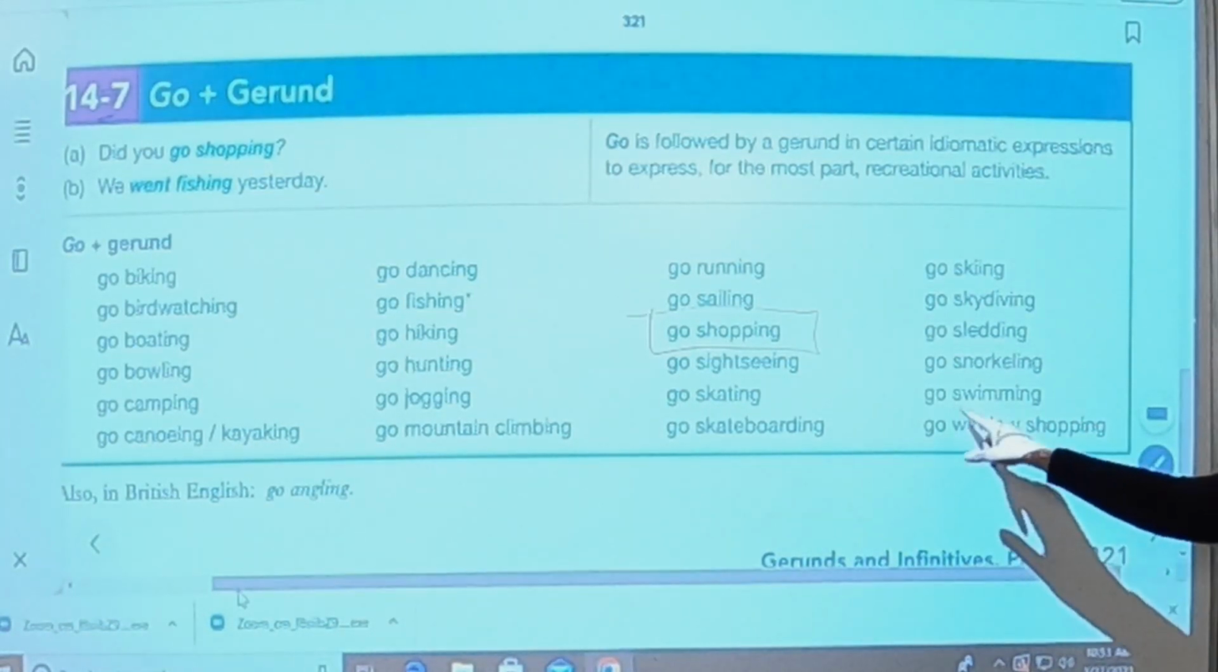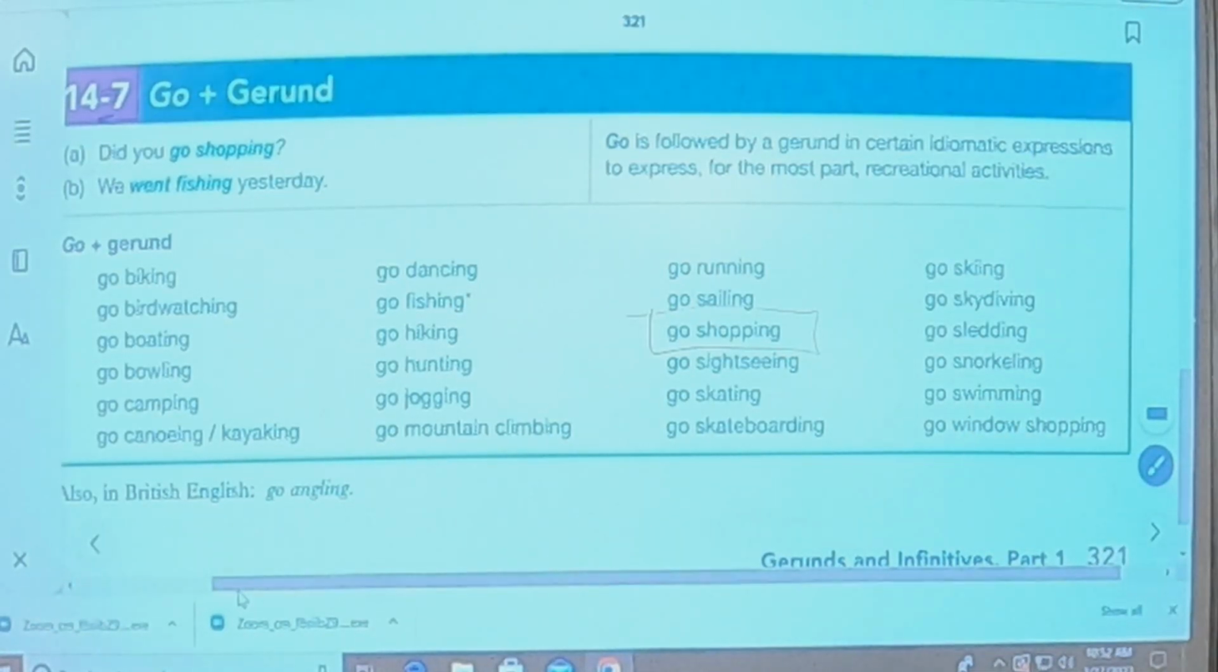Go swimming, window shopping, go skinny dipping. Nobody knows skinny dipping? Okay, it's good that you don't know, because it's a bad word. I don't want you to do this. You might get arrested. What does it mean?